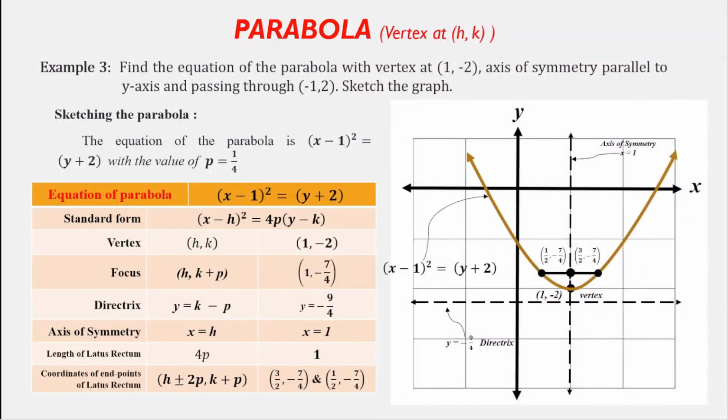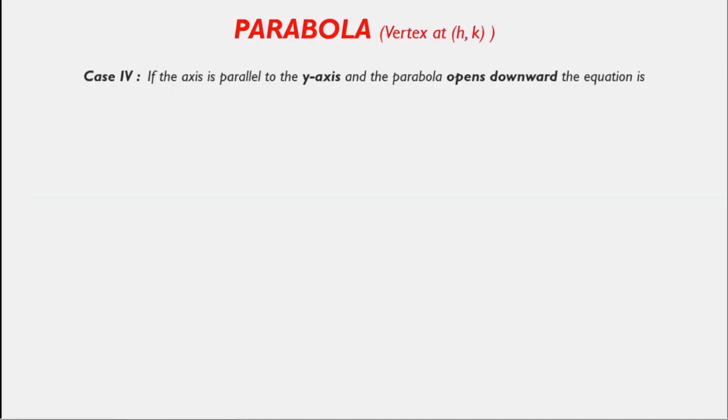This is the graph of the equation of the parabola in the problem, the square of the quantity x minus 1 is equal to y plus 2. The fourth case of the standard equation of the parabola whose vertex is located at (h, k): if the axis is parallel to the y-axis and the parabola opens downward, then the equation is the square of the quantity x minus h is equal to -4p times the quantity y minus k.